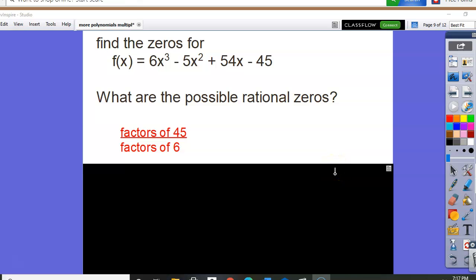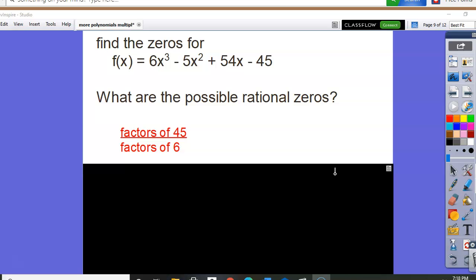Today we're talking about the rational root theorem again. This is day 2. We have a polynomial function and we want to know what our zeros are, but our zeros are not nice, pretty numbers, but we know that they are fractions. So our first example, we have f of x is equal to 6x cubed minus 5x squared plus 54x minus 45. We want to know what are the possible rational zeros.